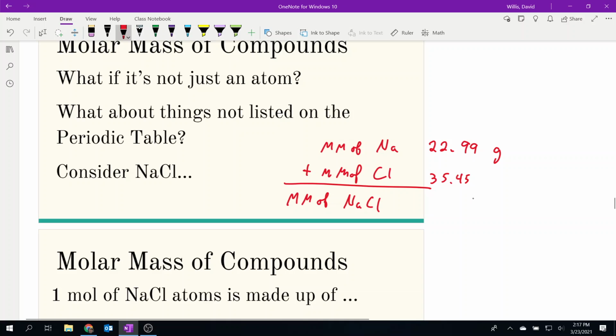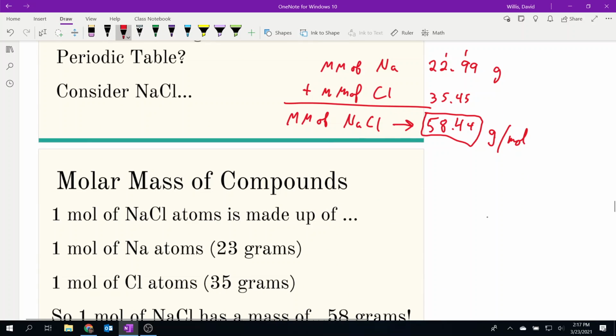And then I'm going to add that. 9 plus 5 is 14. Carry the 1. 5, 6, 7, 8. Almost got me. 58.44. And that is the molar mass of NaCl. Okay, grams. And you need to say grams per mole, okay, because it's that many grams per mole of sodium chloride.